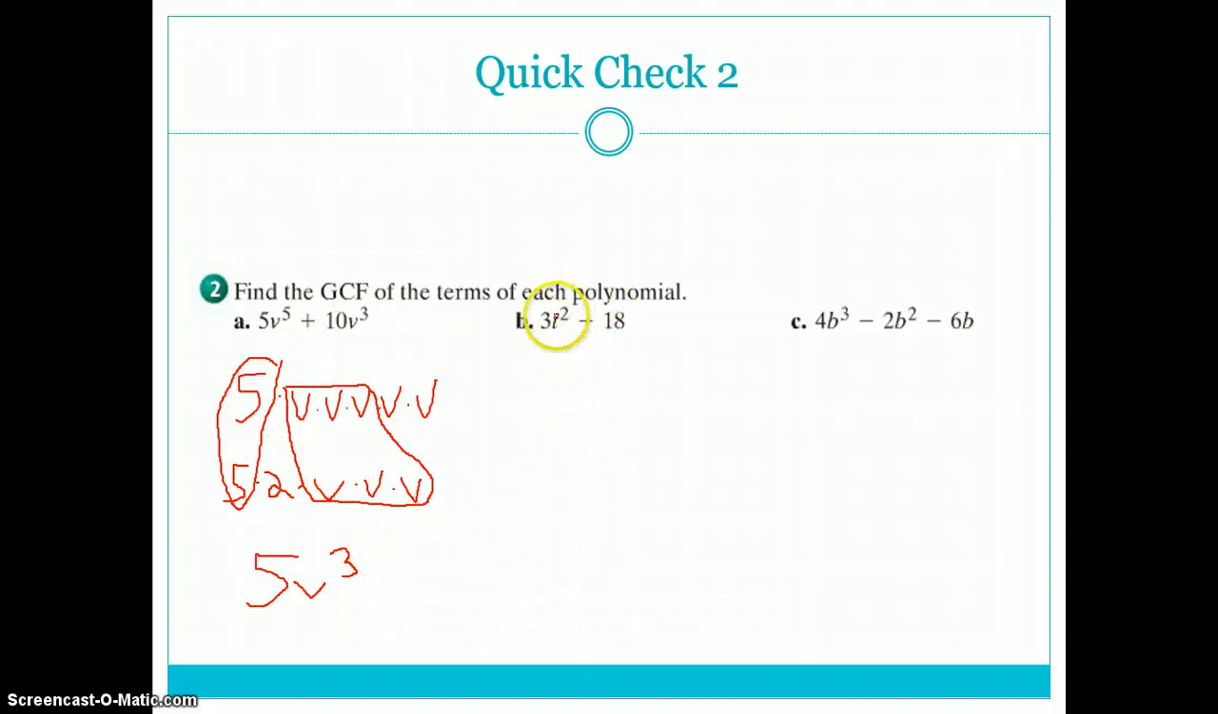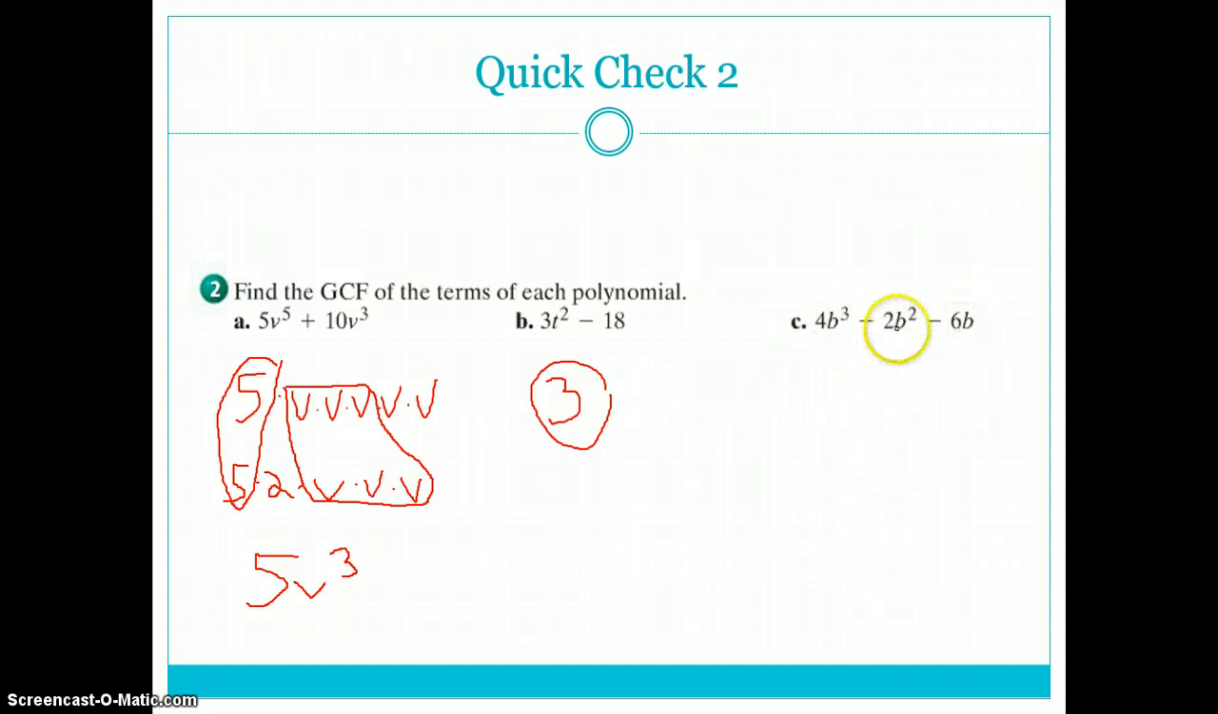Okay. Now, in your head, 3t squared minus 18. The GCF of 3 and 18. Well, 3 goes into 18, so they have a common factor of 3. The second term doesn't even have a t, so they don't have any t's in common. That is it for this answer. It's just 3.